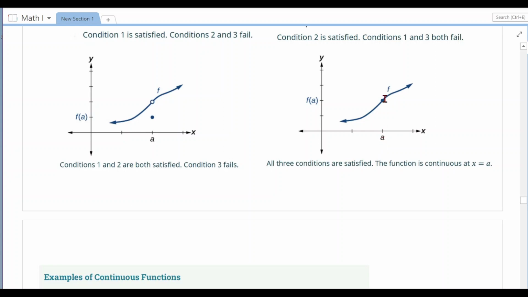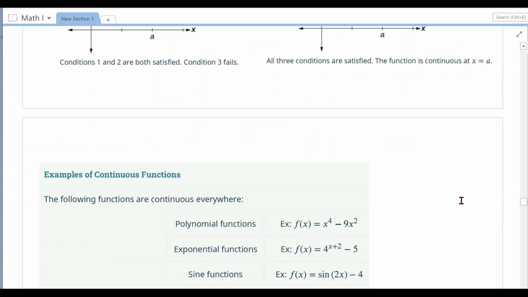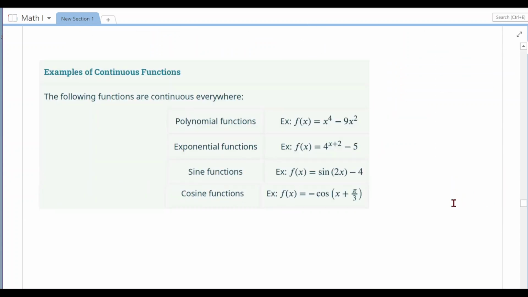In figure 4, condition 1, the value of the function at x equals a, is fulfilled based on this dot here. The limit of that function as x approaches a from the left and from the right also exists, and it is equal to the function value. Therefore all conditions are fulfilled, and this function is continuous at x equals a.